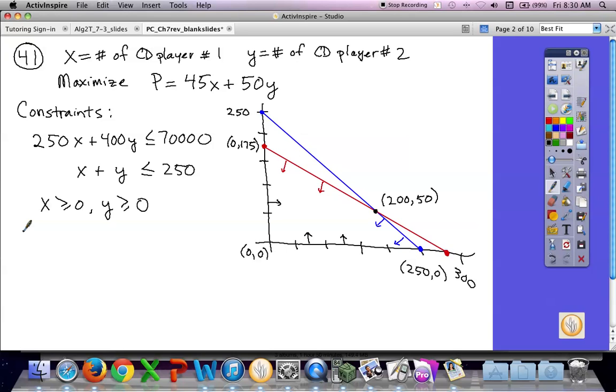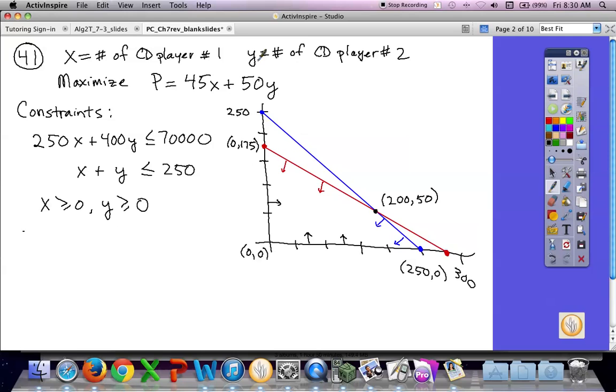So remember, the first step is you have to define what are the variables that we're trying to find out here. And they've told us at the very end, they said, find the number of units of each model. So there's your X and Y, X and Y at the top.